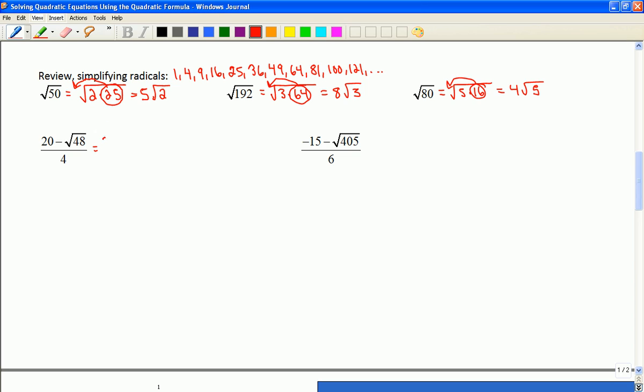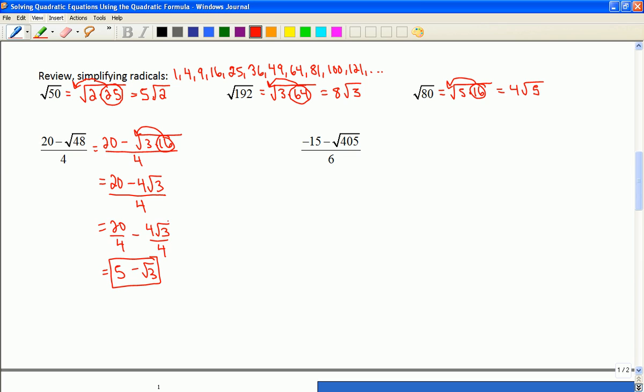So for example here, I could write this as 20 minus the square root of 3 times 16, all divided by 4. That's 20 minus, if I take that out, 4 root 3, all divided by 4. So everybody can be divided by 4 in this case: 20 divided by 4 and 4 root 3 divided by 4. So I would end up with 5 minus root 3 here. It's equivalent, and it's a much simpler form than where we started.